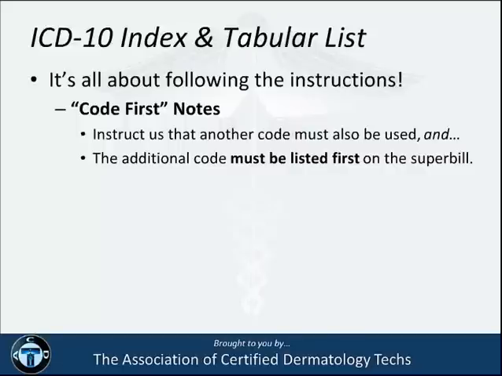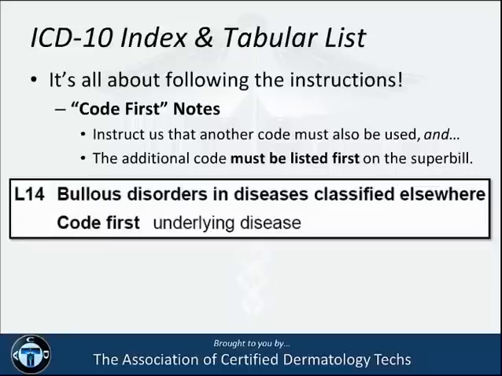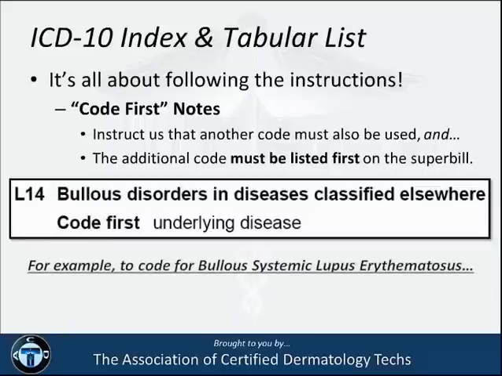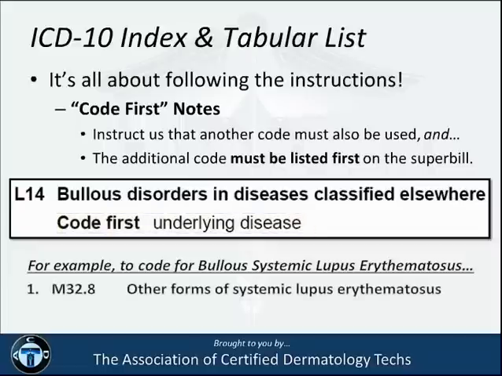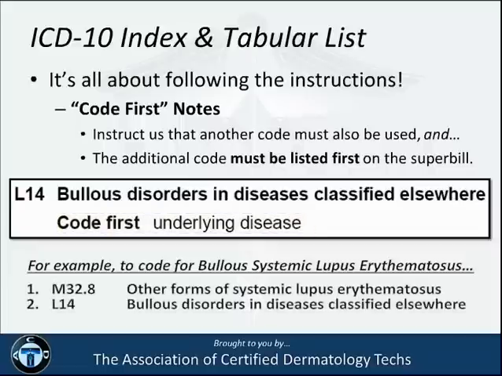We won't see them too frequently in dermatology, but an example would be with the L14 category of bullous disorders in diseases classified elsewhere. Let's say a patient has a bullous subtype of systemic lupus erythematosus, or SLE, in which the lupus is causing blisters throughout the skin. If we just use the diagnosis associated with SLE, that doesn't quite adequately describe the patient's situation. Instead, what we could do is first, as we're instructed in this note, use the code for SLE, and then add the L14 code to indicate that this patient is suffering from bullous changes as a result of their systemic lupus.